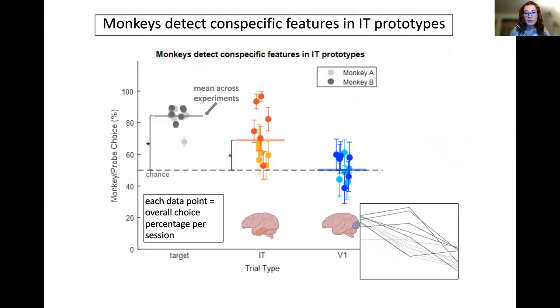We found that across experiments, IT prototypes were chosen over shuffled prototypes more frequently than V1 prototypes were chosen over their shuffled prototypes. On average, IT prototypes were chosen over their shuffled prototypes about 69% of the time, significantly above chance level at 50%. In contrast, V1 prototypes were chosen at chance level. This shows that monkeys, like humans and computer algorithms, can detect monkey-like features in IT prototypes. Thus, this affirms that IT neurons evolve prototypes which contain more naturalistic and monkey-like features than the prototypes evolved by V1.